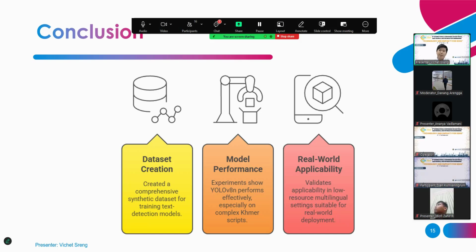The second is the model performance: we trained on the dataset using YOLO. It performs effectively on real images, especially for the complex Khmer script and cluttered scenes. The last is the real-world application. The result shows that the approach is practical for low-resource multilingual settings, where labeling real data is difficult. This pipeline reduces annotation cost while realism makes deployment feasible.